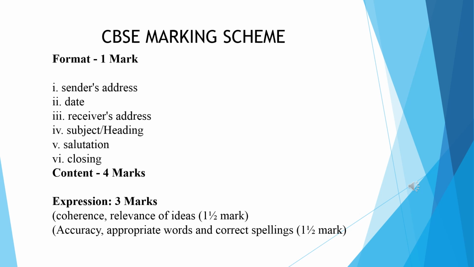1 mark for format includes sender's address, date, receiver's address, subject or heading, salutation, and closing or leave taking. Then 4 marks for the content points you write, and 3 marks for coherence, relevance of ideas, accuracy, that means appropriate words and correct spellings.